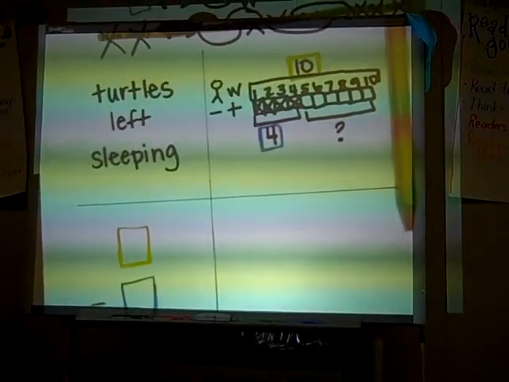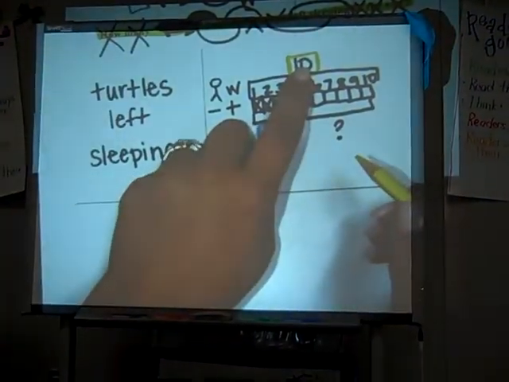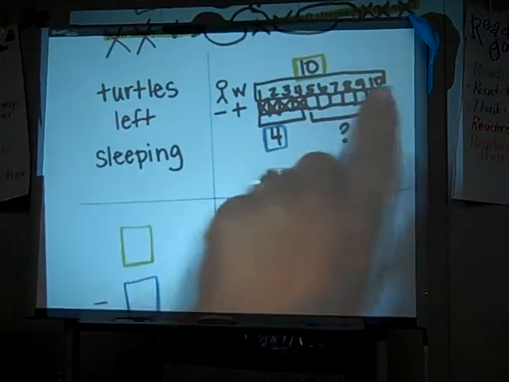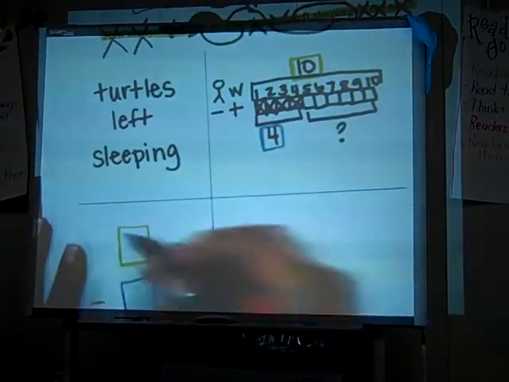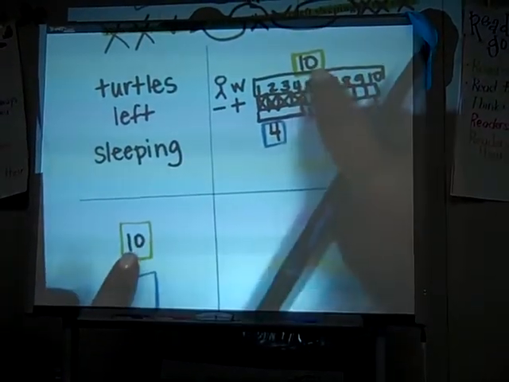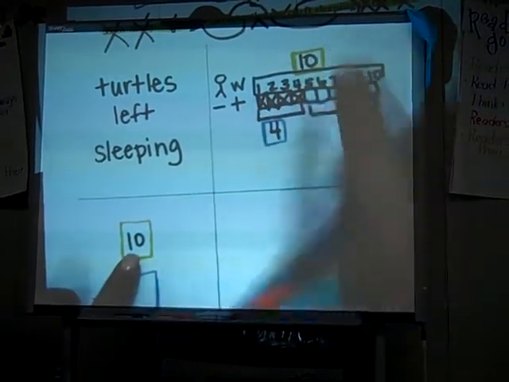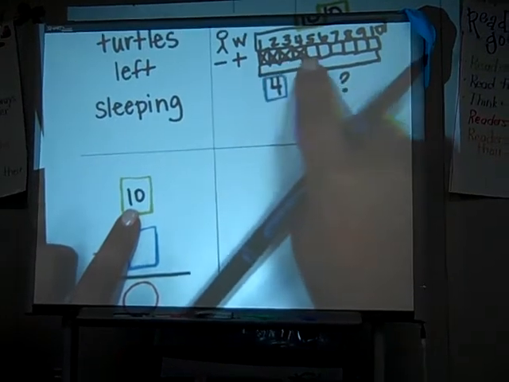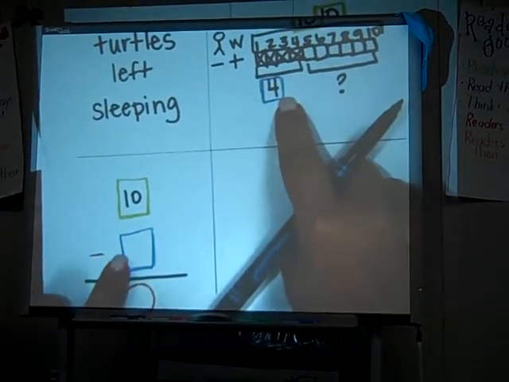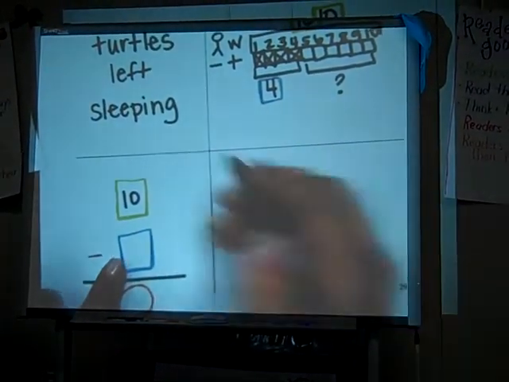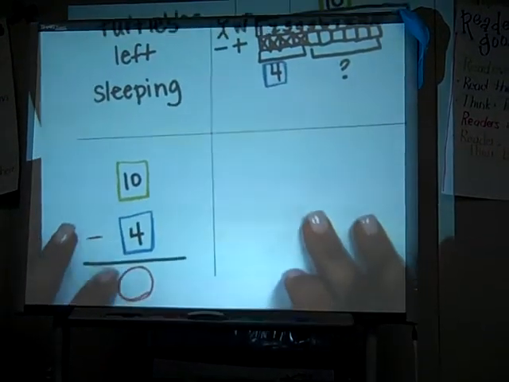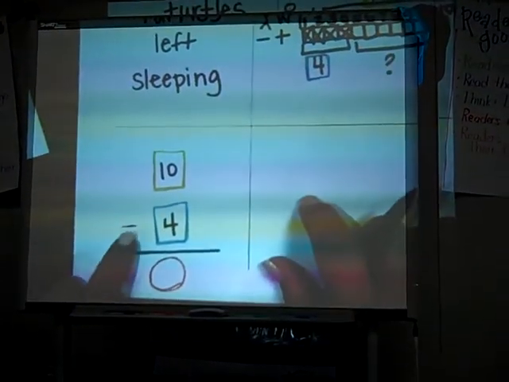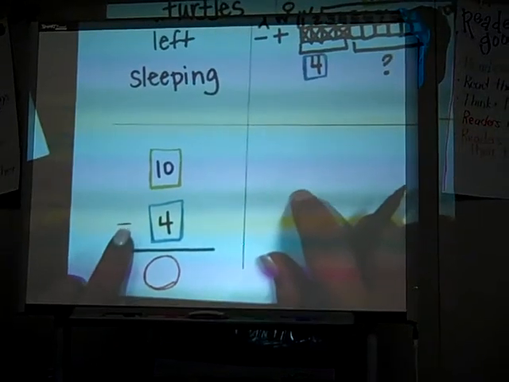And fill it in. What number did we start with first? We started with 10 turtles sleeping in the sun. And I have them check. Do you have 10 in your yellow box? And how many turtles went into the water? How many X's did you put? 4. And do those two numbers match? Okay. Always check and make sure they have a minus sign since we're doing subtraction.